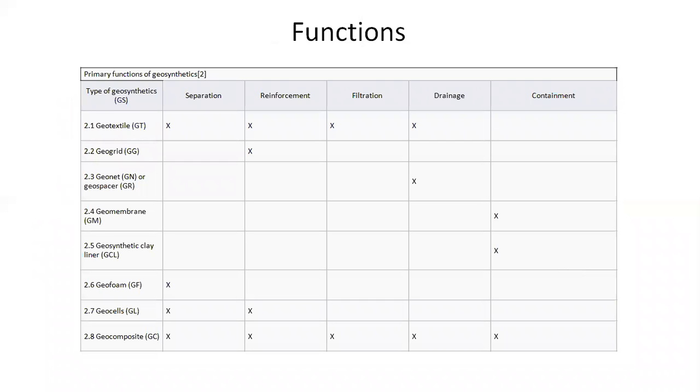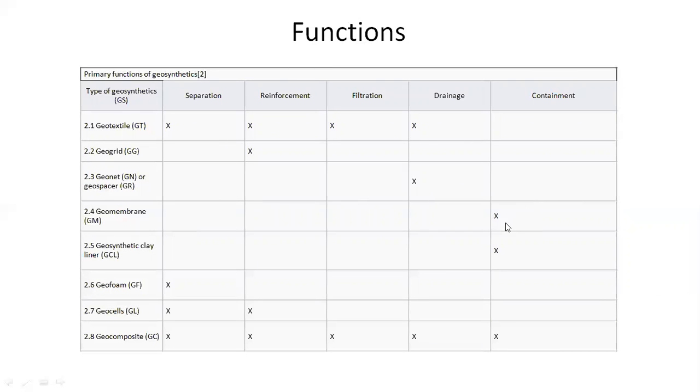So here you can see the various functions of different types of geosynthetics. Geotextiles are used for separation, reinforcement, filtration and drainage. Geogrids are used for reinforcement only. And geonets work for drainage purposes only.